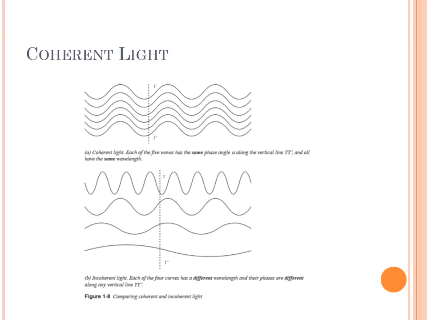If I look at B, you can see that there are 4 waves there, and each of those curves has a different wavelength. Their phases are different along that vertical line. So that would be how incoherent light looks.